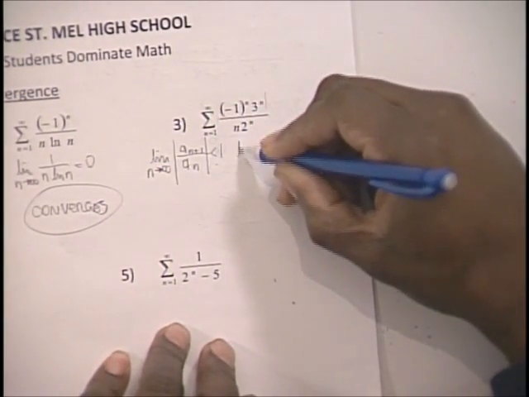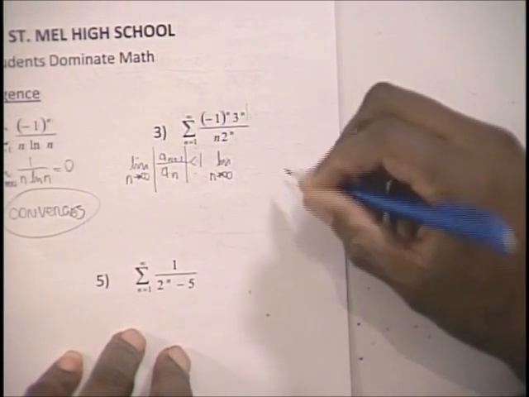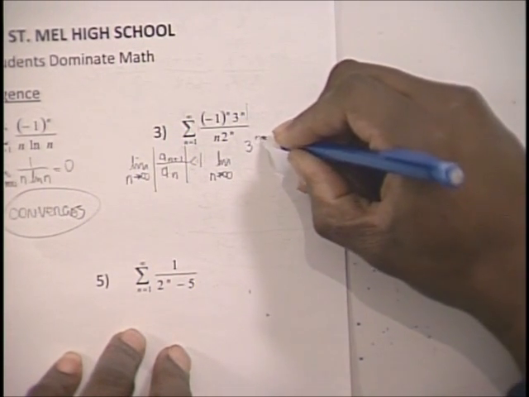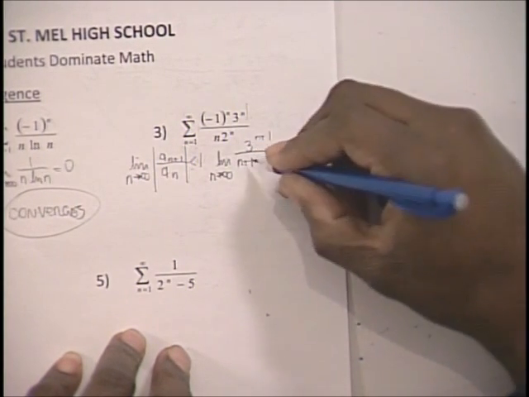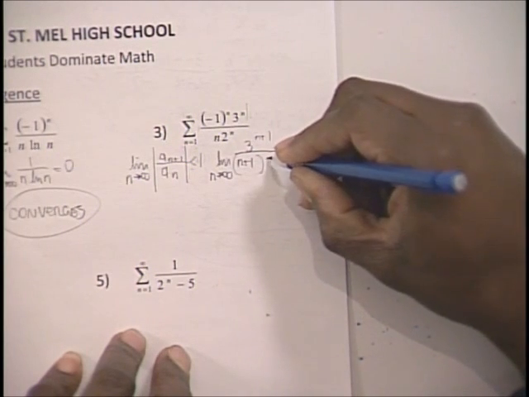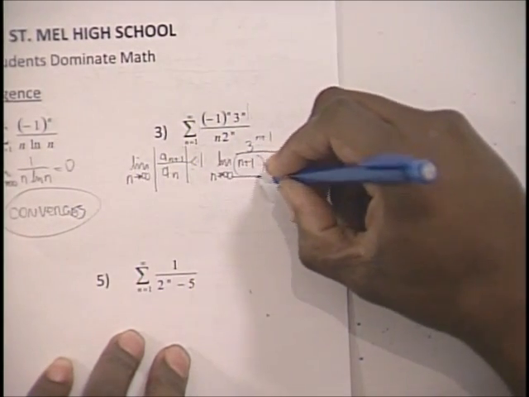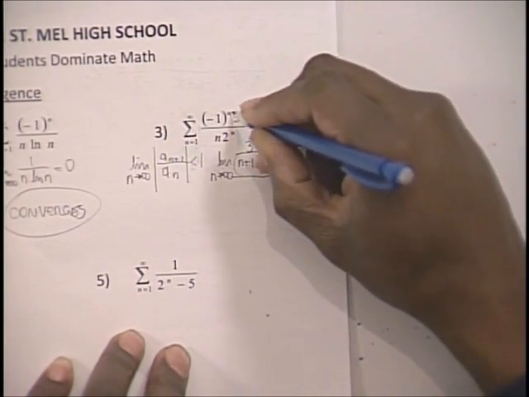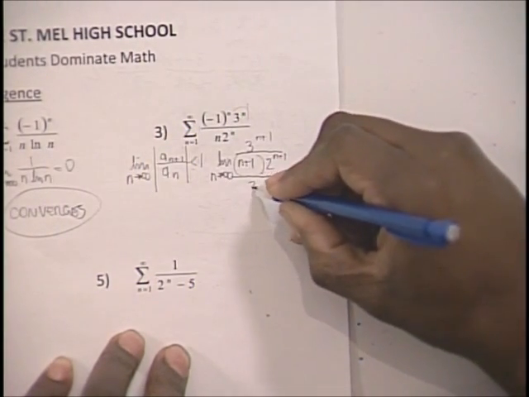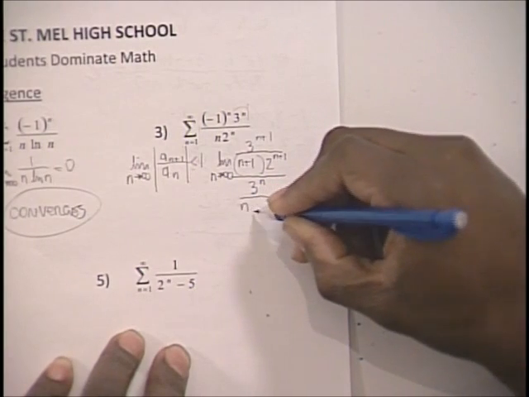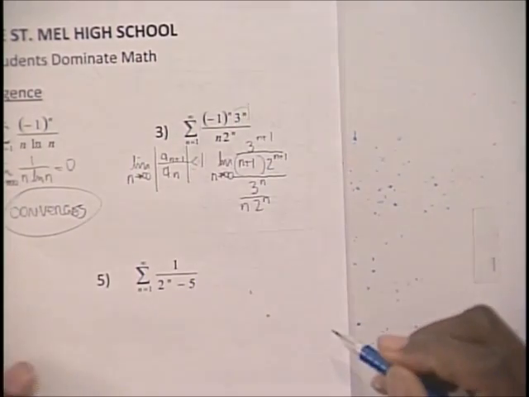What we end up with is a limit as n goes to infinity of 3 to the n plus 1 over n plus 1 times 2 to the n plus 1. And that's going to be divided by this same series without substituting in the n plus 1. So you get 3 to the n over n times 2 to the n. Let's evaluate that limit as n approaches infinity.